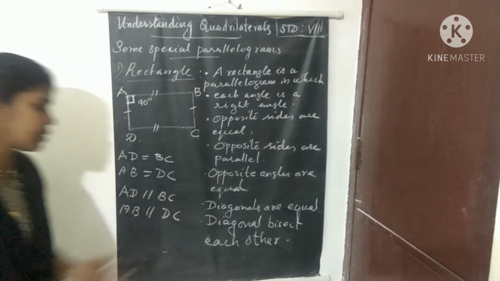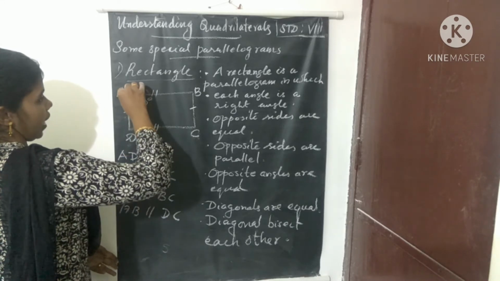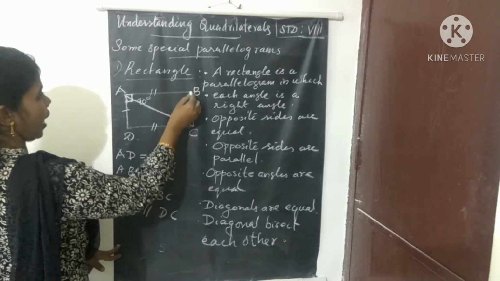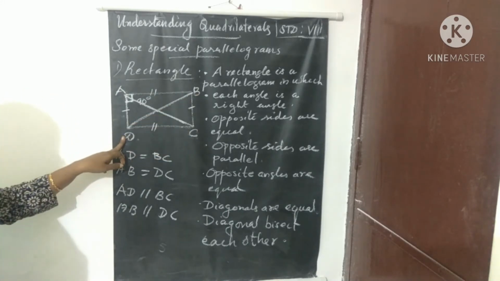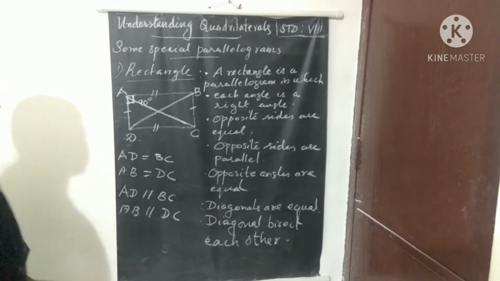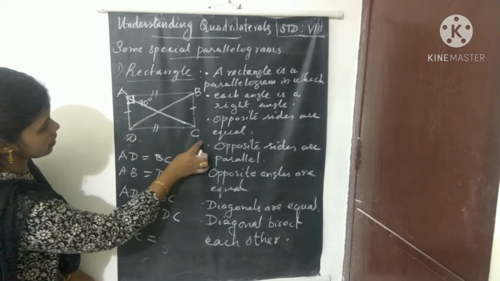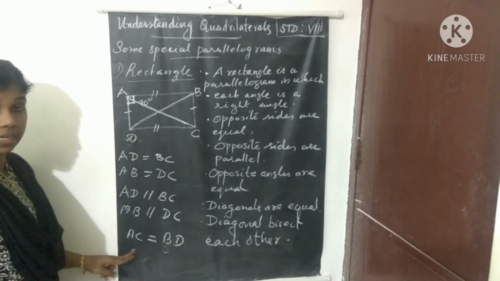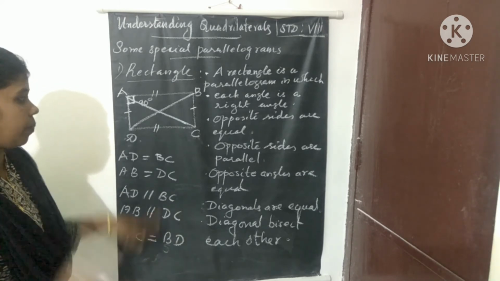Then diagonals are equal. How many diagonals are there in a quadrilateral? Yes, two diagonals. The first diagonal is AC and the other is BD. Here AC and BD are diagonals, and they are equal. That means AC equals BD. In a parallelogram, diagonals are not equal.